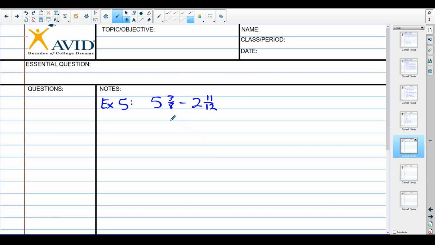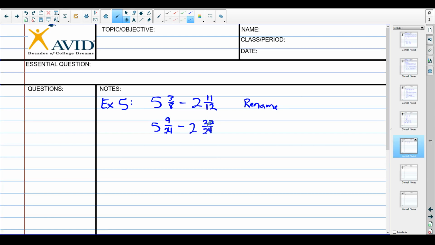So this one's doubly bad because neither of our denominators are where they should be. So we still rename it. A little bit more involved to say what 8 and 12 have in common, but it works out to be 24, which I sort of gave away earlier when I made a typo. So this is going to be 5 and 9/24 minus 2 and 22/24.